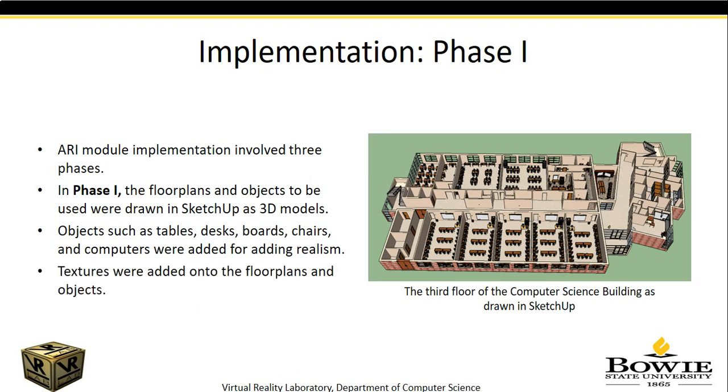The floor plans were based on that of the computer science building at Bowie State University. The module will be modified to include floor plans such that it can help users evacuate any building in general. But as a prototypical example, the computer science building was used in this project. Objects such as tables, desks, boards, and chairs were added onto the floor plans for realism, as well as textures and other objects.